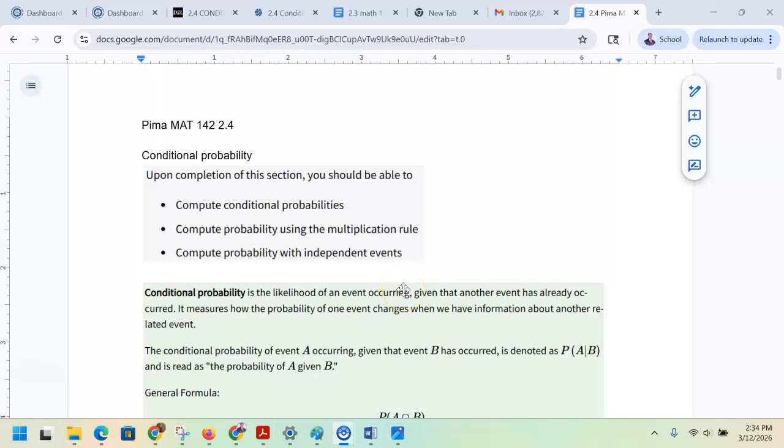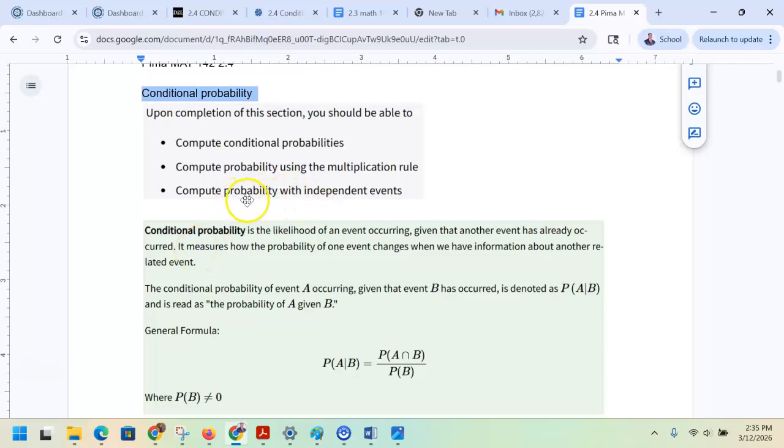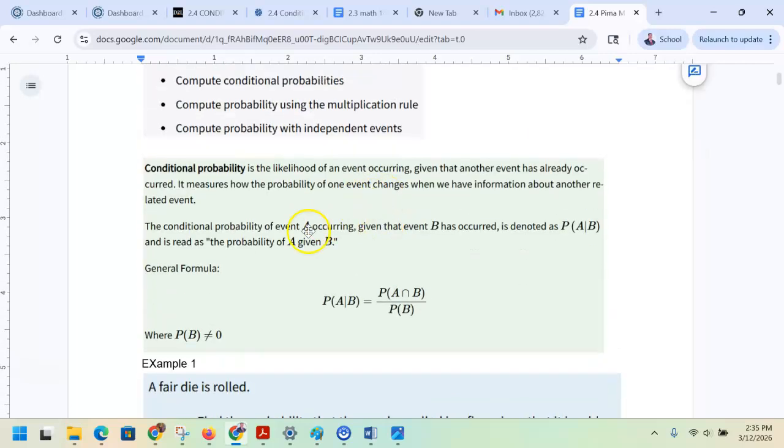Okay, hello students. This is lesson number 2.4, PIMA 142, and the objective of this learning is something called conditional probability. So we'll try to see what conditional probability means. There are three goals here. You can see: compute conditional probabilities, and also use the multiplication rule. Last time we saw the addition rule, and also how we know two events are independent. The definition and the formula is conditional probability.